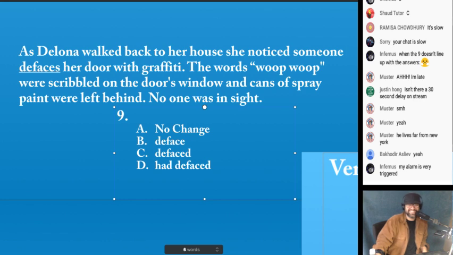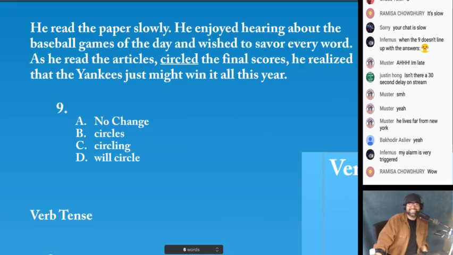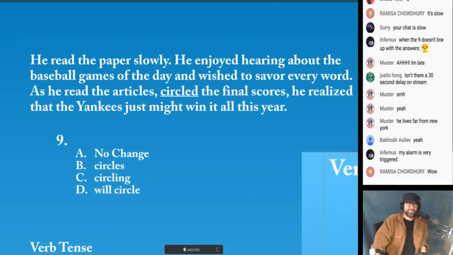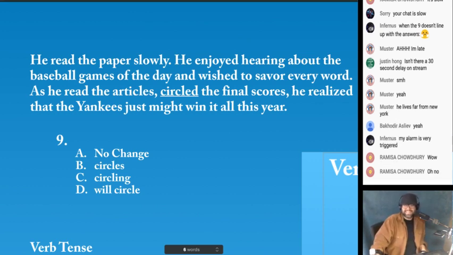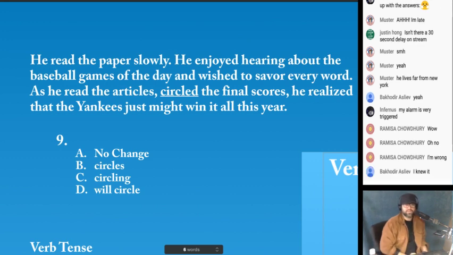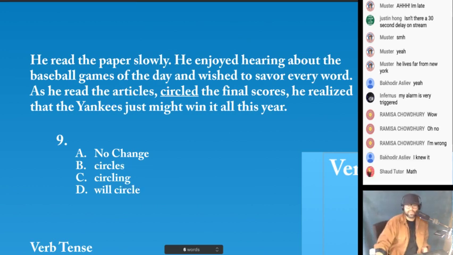Okay, so the next one we should do, last one before we get into the actual passage that we're going to work on today. So here it is. He read the paper slowly. Did I underline it? Yes. He read the paper slowly. He enjoyed hearing about the baseball games of the day and wished to savor every word. As he read the articles, circled the final scores, he realized that the Yankees just might win it all this year. Circles, circling, will circle.